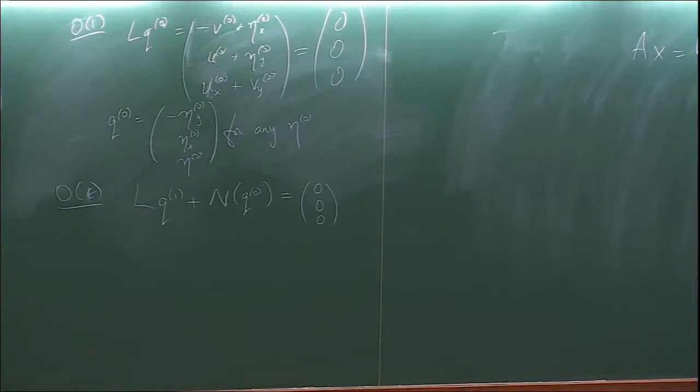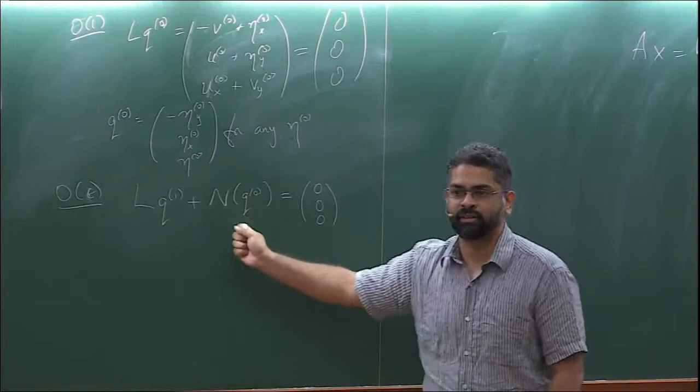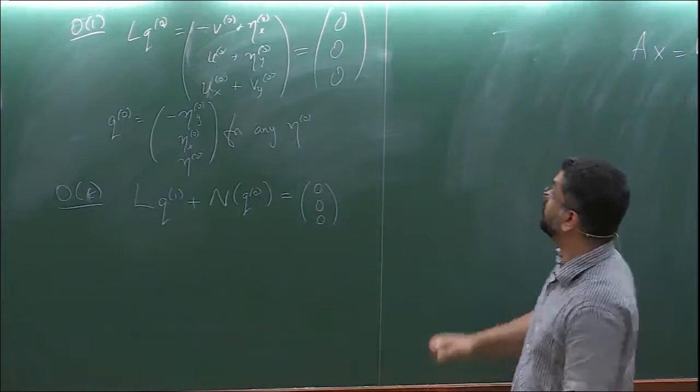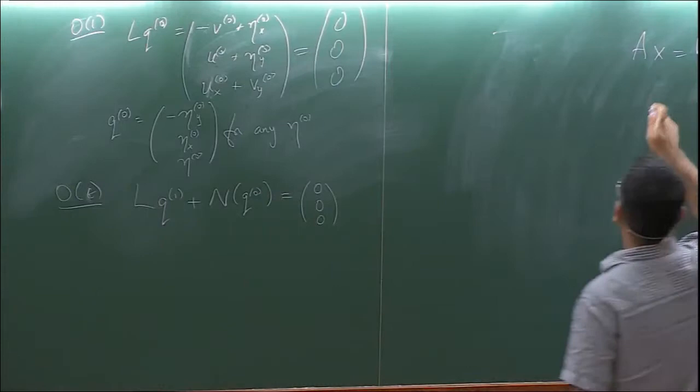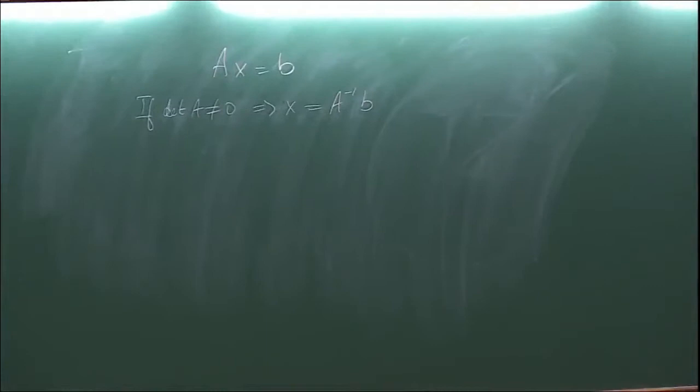Okay? All right, so as I said, pick any eta zero, you get a Q0, we'll just pretend we know this. And then now we have LQ1 plus something we know, which is an equation of that form. Right? So how do you solve such a thing? Well, if the determinant of A is not zero, then clearly I know how to solve this. I claim the determinant of A is zero.